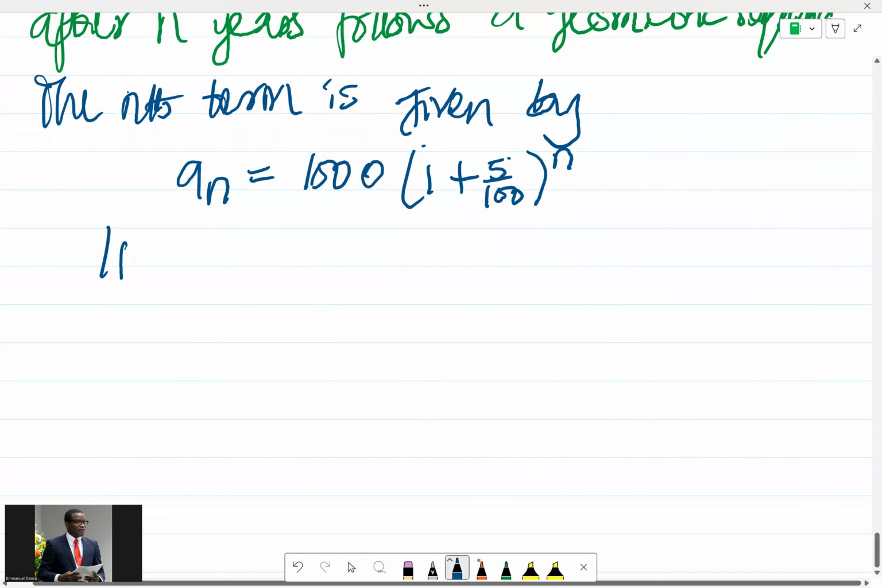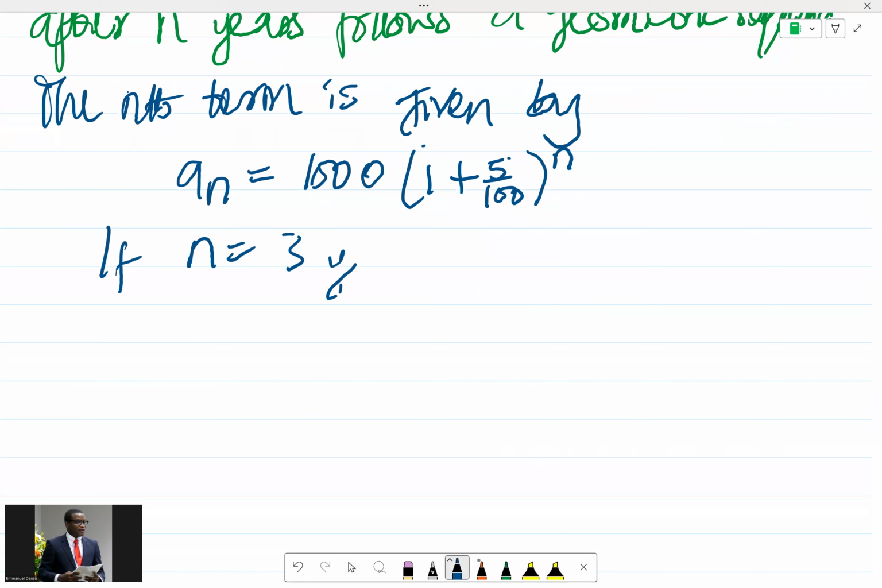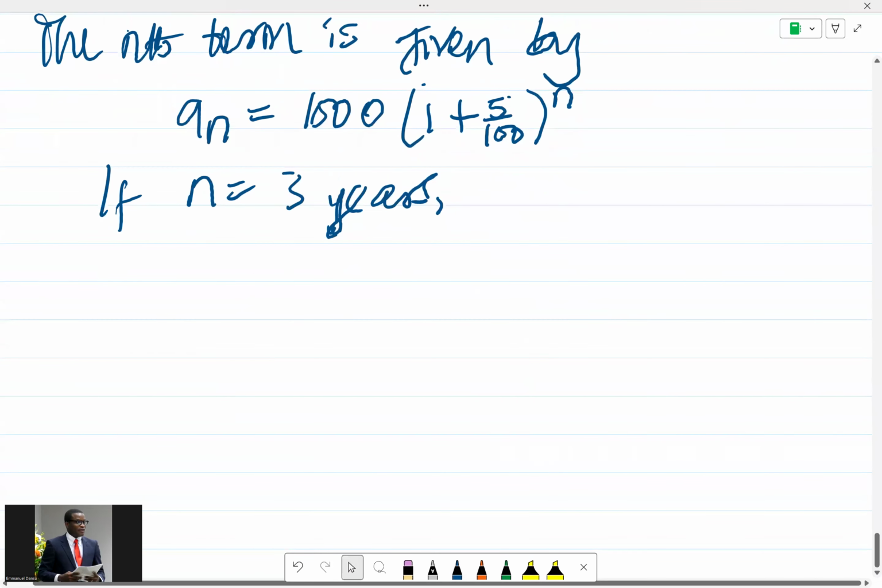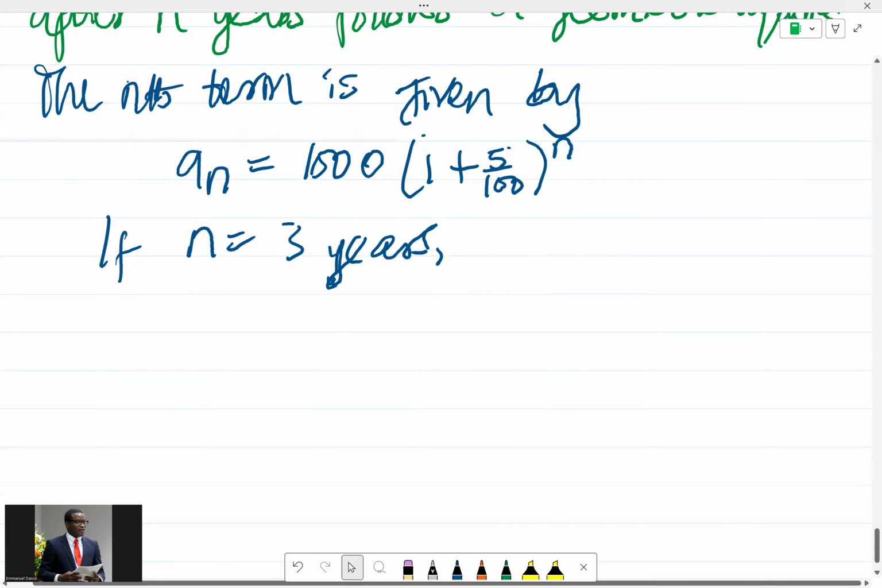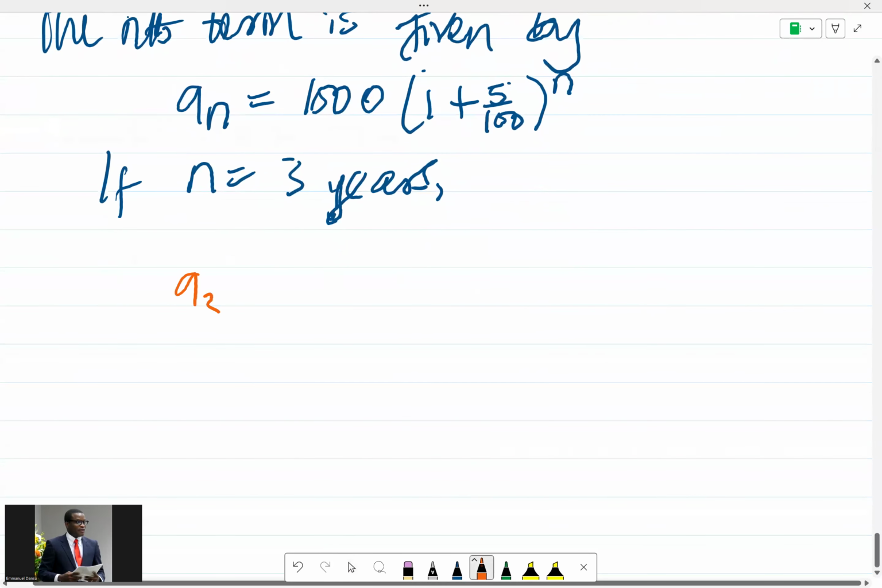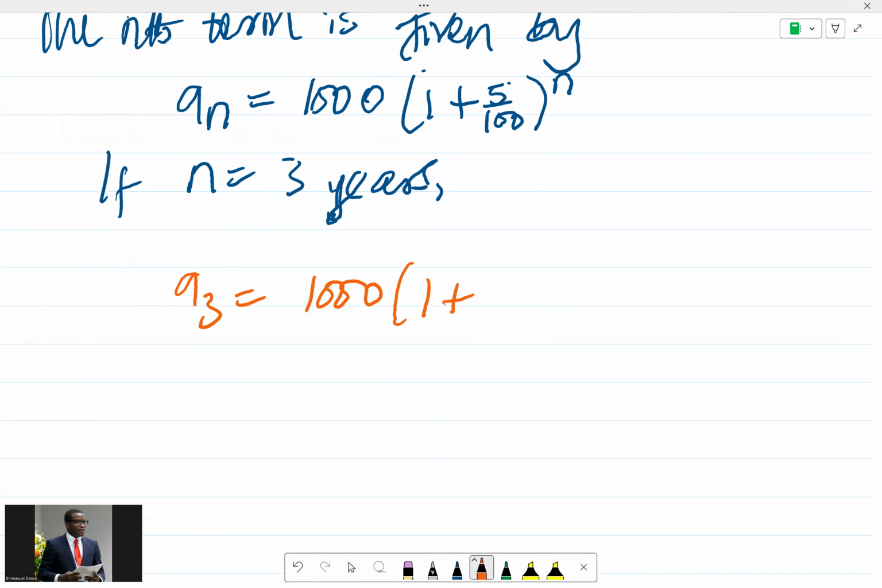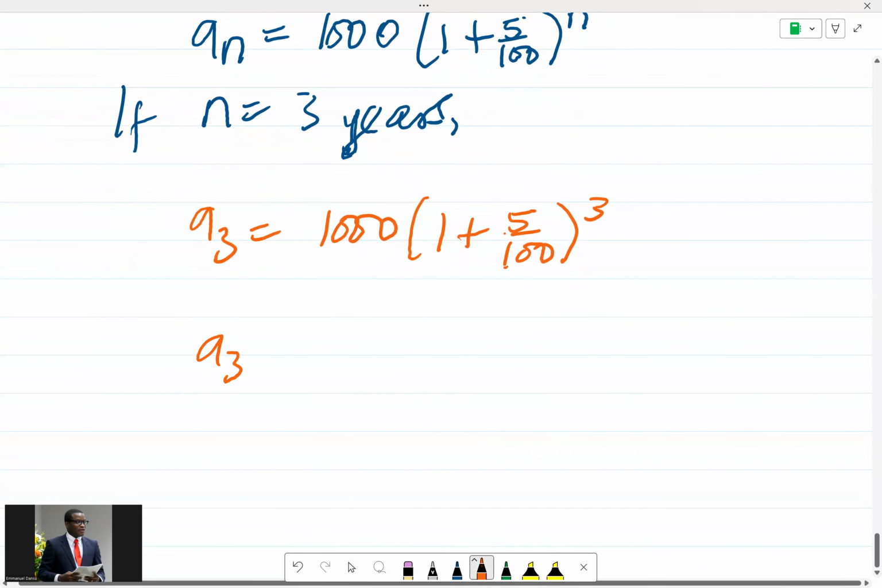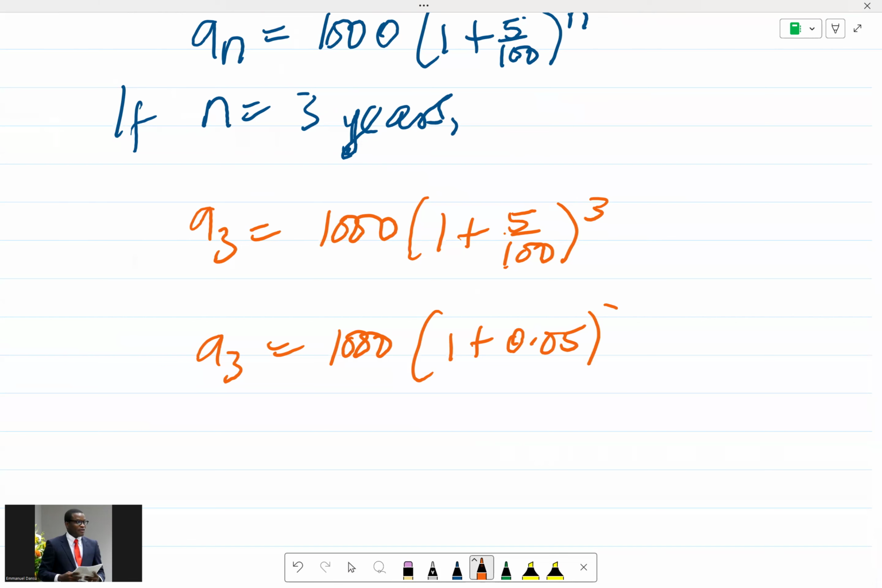So if n is equal to 3 years, if the investment goes on for 3 years, what is the amount you are going to have at the end of 3 years? In that case, we have A3 equals 1,000 into 1 plus 5 over 100, 5%, raised to power 3. So A3 is equal to 1,000 into 1 plus 0.05 raised to power 3.